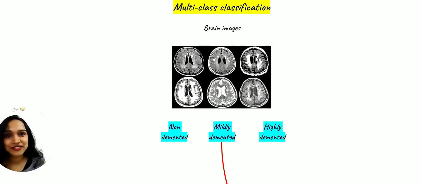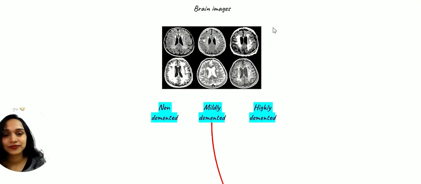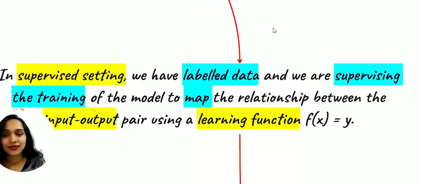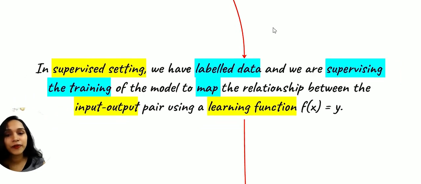Unlike the two-class classification, now we have multiple classes to which we are classifying the brain images, and this becomes a multi-class classification problem. So basically, in this supervised setting, we will have labeled data and we are supervising the training of the model to map the relationship between the input and the output using a function.